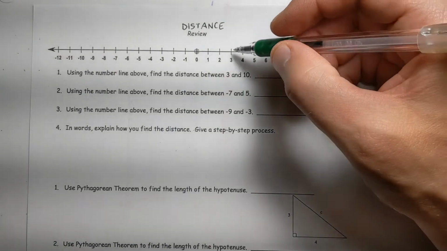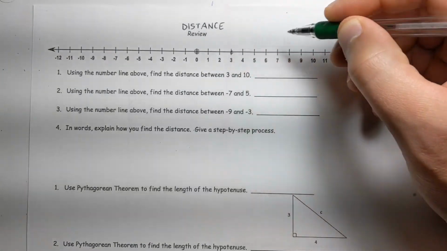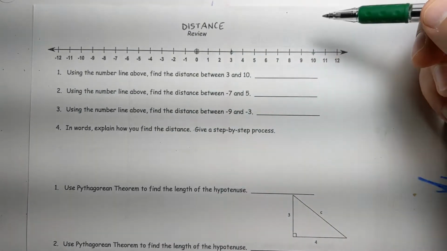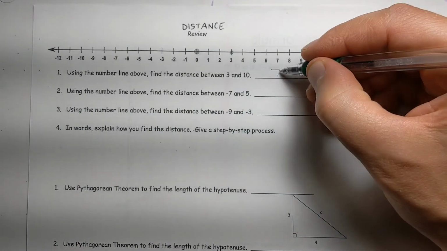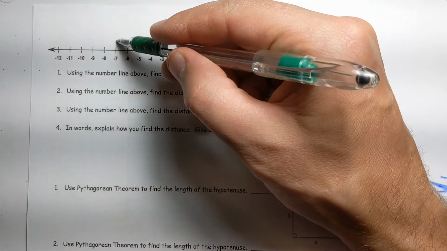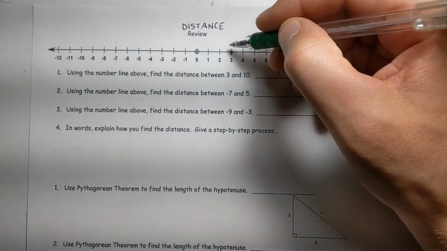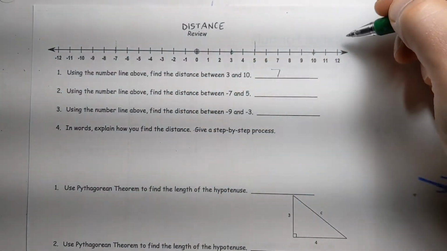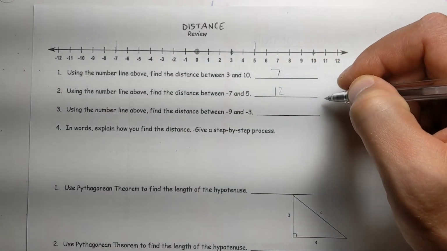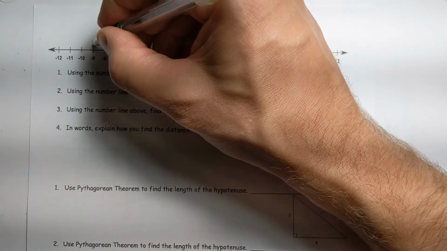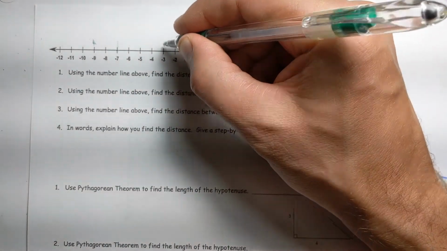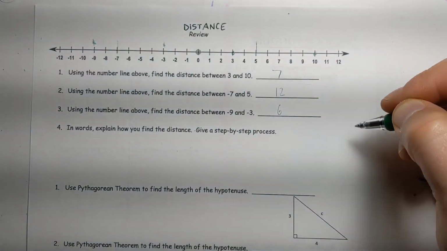So the distance between 3 and 10. How far is that? Well, it's just going to be 7. This is between -7 and 5. That's going to be 12. And then the distance between -9 and -3 is going to be 6.